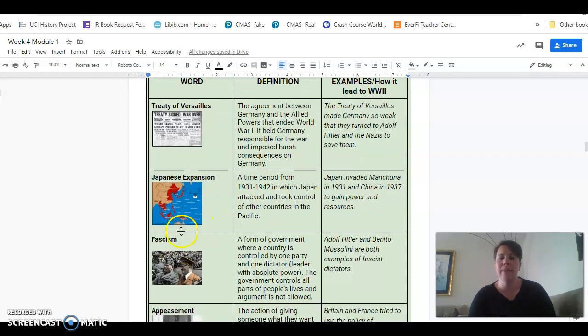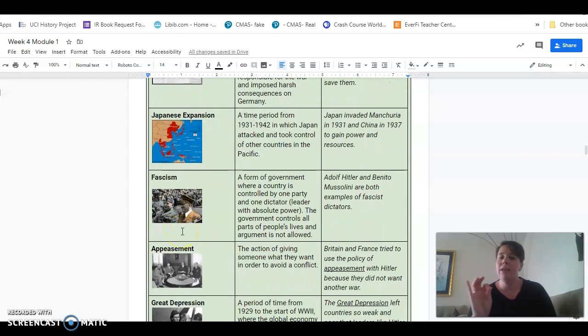The next word we described from up above, it's the key vocabulary word for today, is Japanese expansion. Again, this was the period from 1931 to 1942 in which Japan attacked and took control of other countries in the Pacific, namely Korea and China. An example of how this caused World War II is that Japan invaded Manchuria. I'll show you a map of where Manchuria is. 1931, and China in 1937 to gain power and resources. They're an island nation, so you had very little of that.